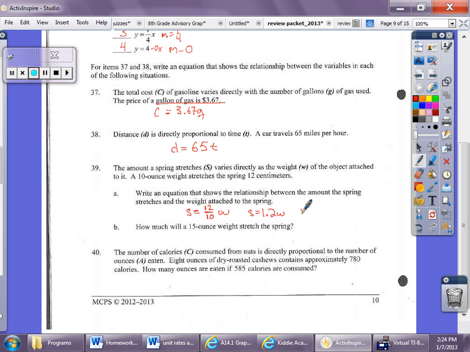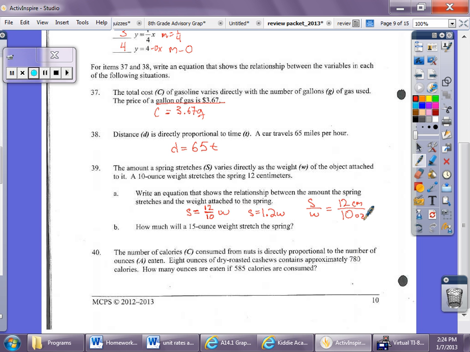Or the other way we could have written this is S over W, our spring over our weight, and we know that the stretch is 12 centimeters and the weight is 10 ounces. So we can also say S over W equals 12 centimeters over 10 ounces.